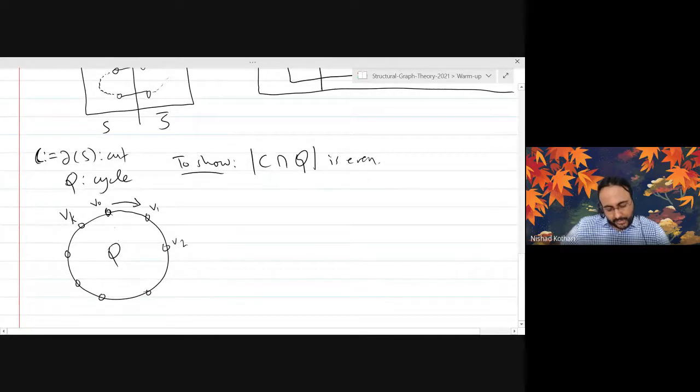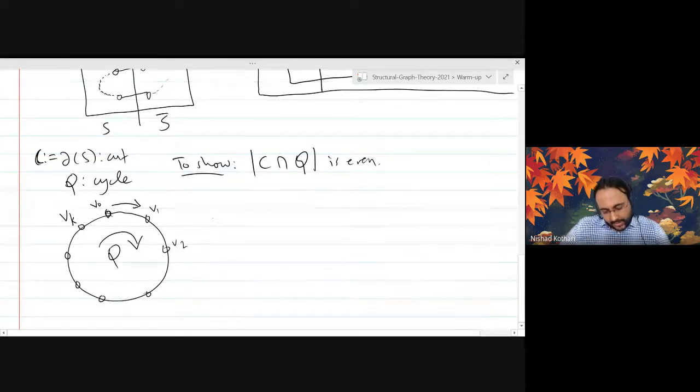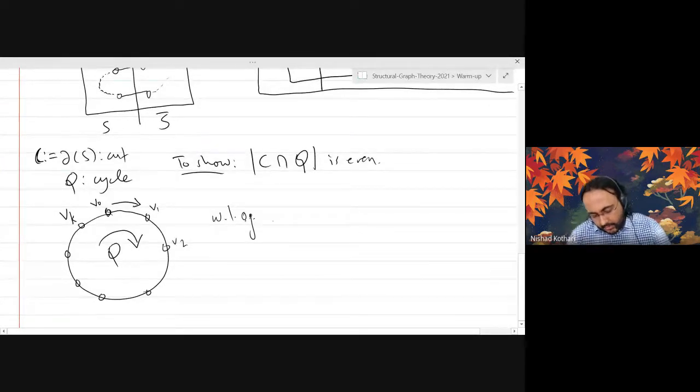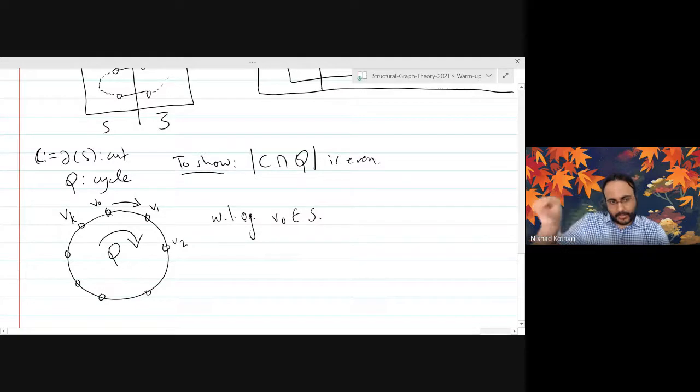So we are setting one direction as our direction of traversal. Let's call it the clockwise direction, right? And we can assume without loss of generality that the first vertex in our traversal is on the left side. And that means that the last vertex, which is V0 itself on a cycle, is also on the left side. So you have to come back to the left side.